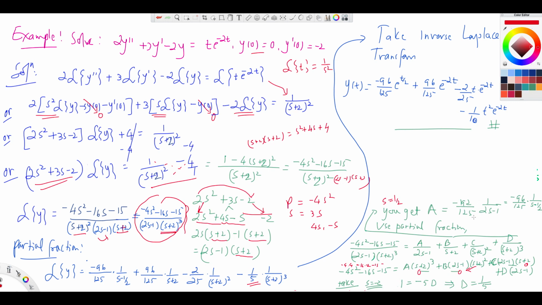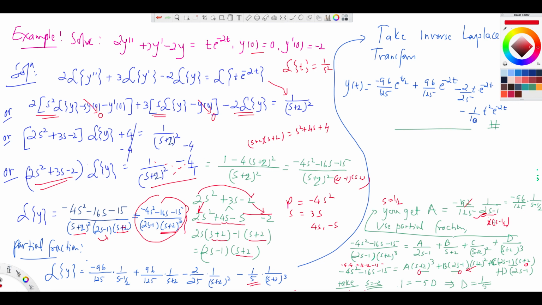But I don't want to keep this 2s minus 1 form. Why? Because the inverse Laplace transform needs s minus something, or s squared minus something, s squared plus something, that form. We don't like anything before s, right? Any number multiplying s, we don't like that too. So what I did, I factored that out. If I took 2 out, then it will look like 2 times s minus 1/2, right? And then that 2 will cancel with that one, and you get negative 96 over 125 times 1 over s minus 1/2. That's what it is.